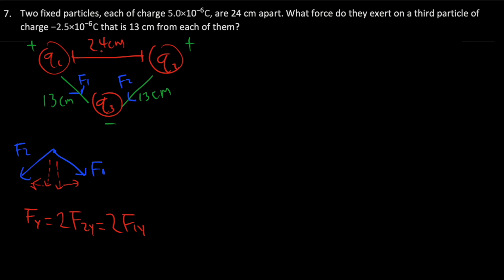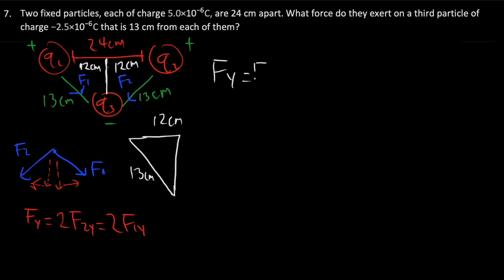Because this is 24 centimeters here, and charge 3 is in the middle of the line, you can draw another line here. And here is gonna be 12 centimeters. Here is also gonna be 12 centimeters. So now you have a triangle like this. So you know the vertical component is equal to the net force, which is equal to 2 F2y.